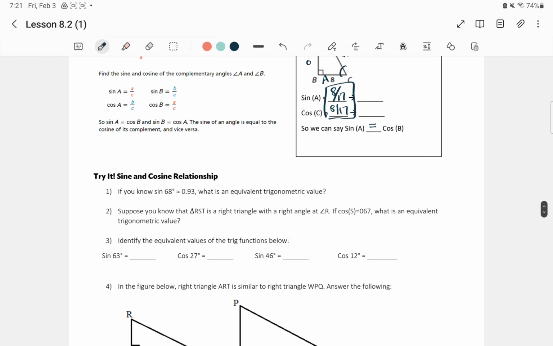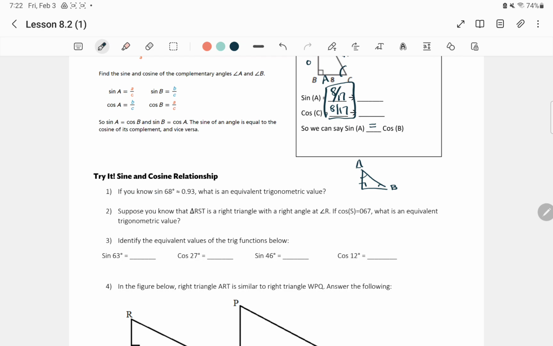So let's look at these triads. If we know that they're equal, then we know that A and B are complementary. First off, we know that because we have a right angle. And if I have A and B, these two angles are going to be complementary.